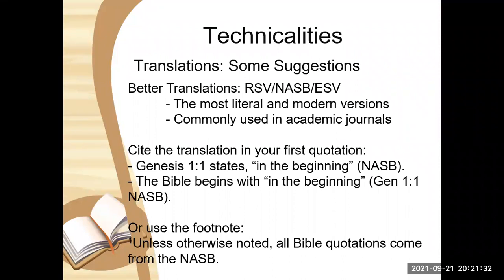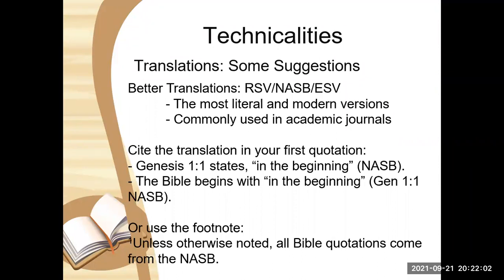The only difference is that quote, I don't say the reference in the passage, right? The first one, I say Genesis 1:1 at the beginning of the sentence. So all I need to do is cite the actual translation. The second one, I just say the Bible. So I need to cite both the biblical reference and the translation. Again, please let me emphasize, this is in your first quotation.